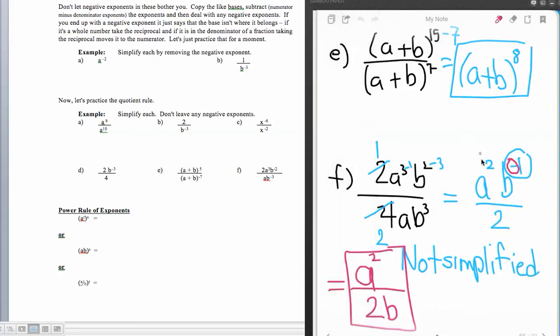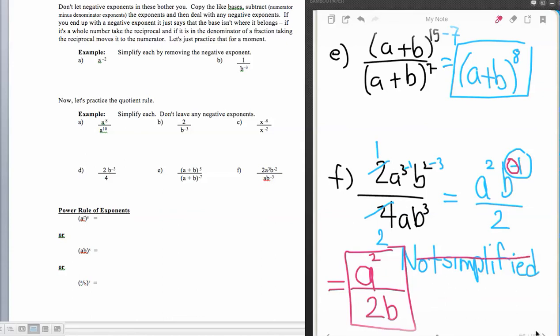Okay, now moving along to our next example that we had that we said was not simplified. Again, I'm going to copy the a squared in the numerator and the 2 in the denominator, and the b to the negative 1 tells us it's not where it belongs. So I'm going to move that b down into the denominator, and now I see that it's simplified.